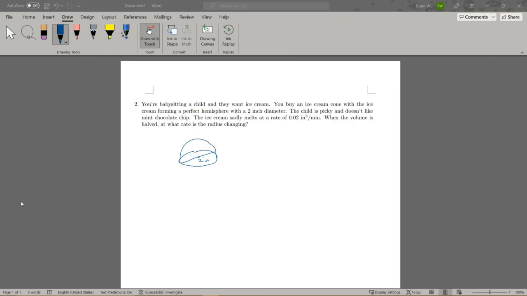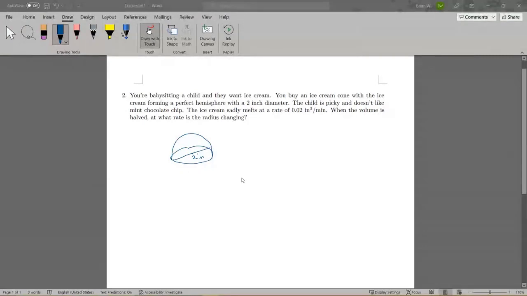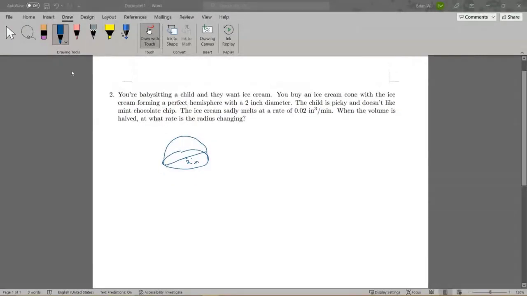I'll continue. Let me know if you can't see too well, but I'll just try my best. Okay, so the answers will be pasted. Yeah, there's the answer key.